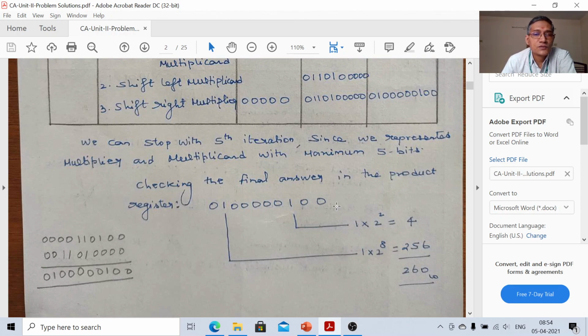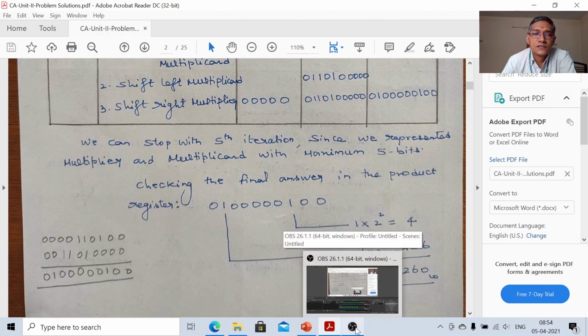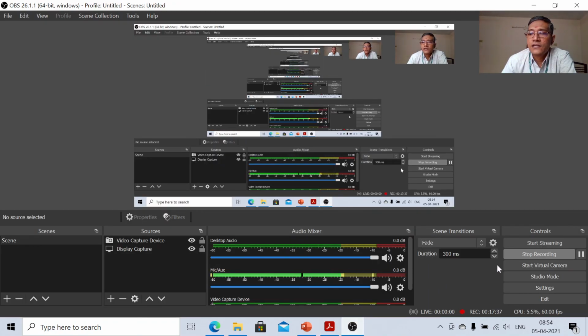Now in the subsequent lectures, we will learn several other algorithms with respect to the arithmetic of computers.